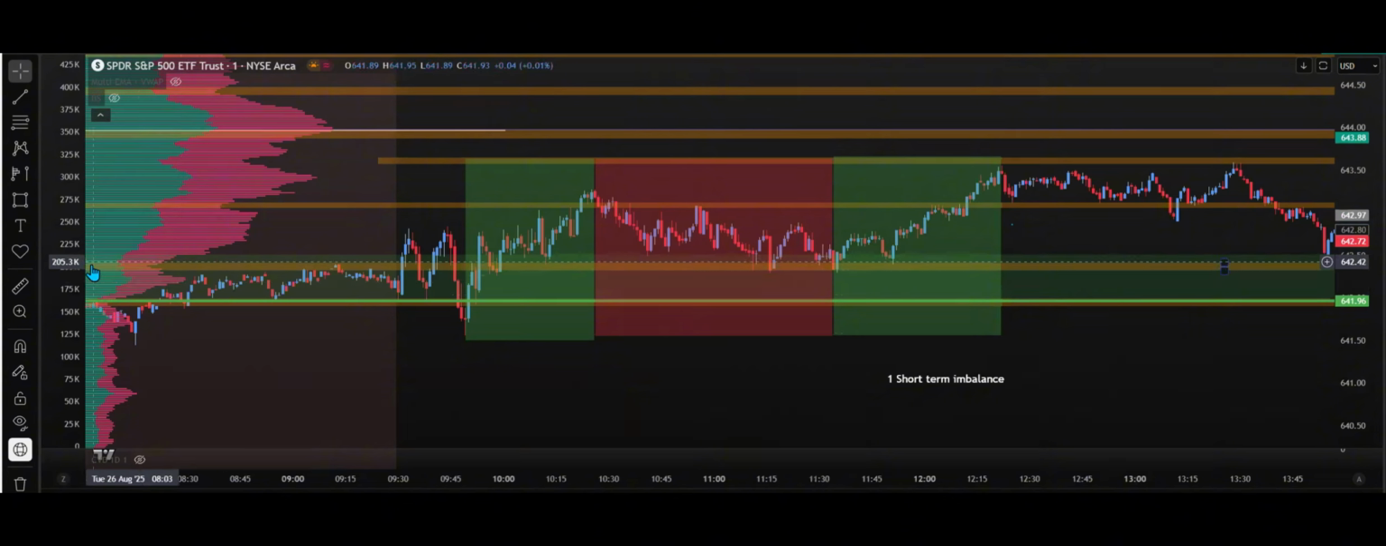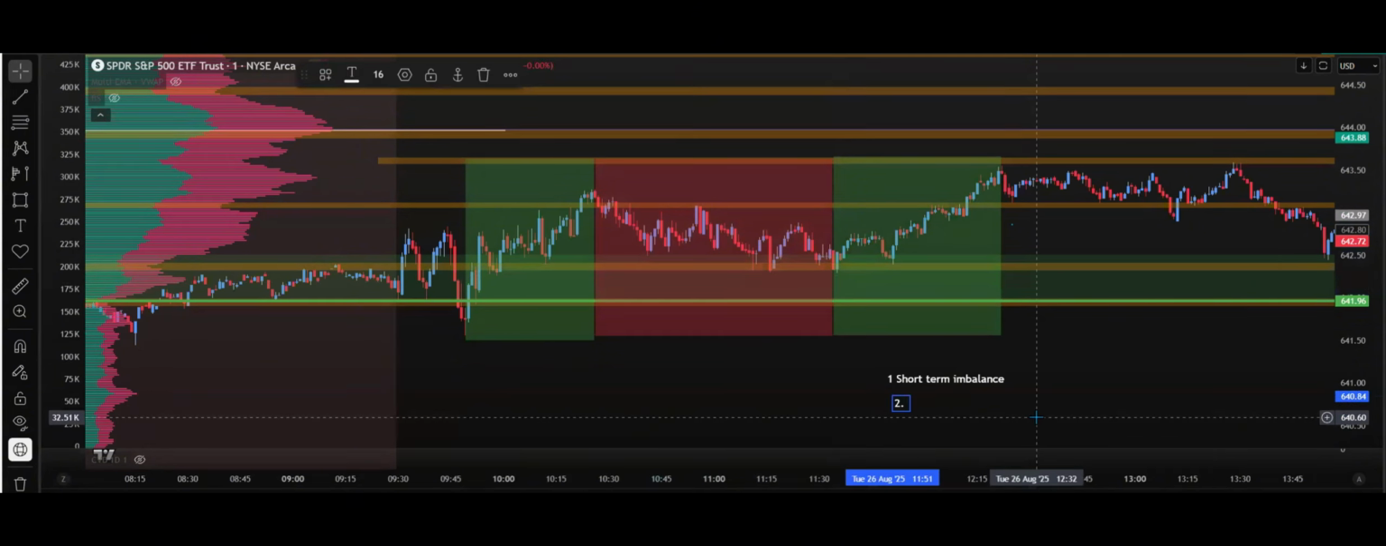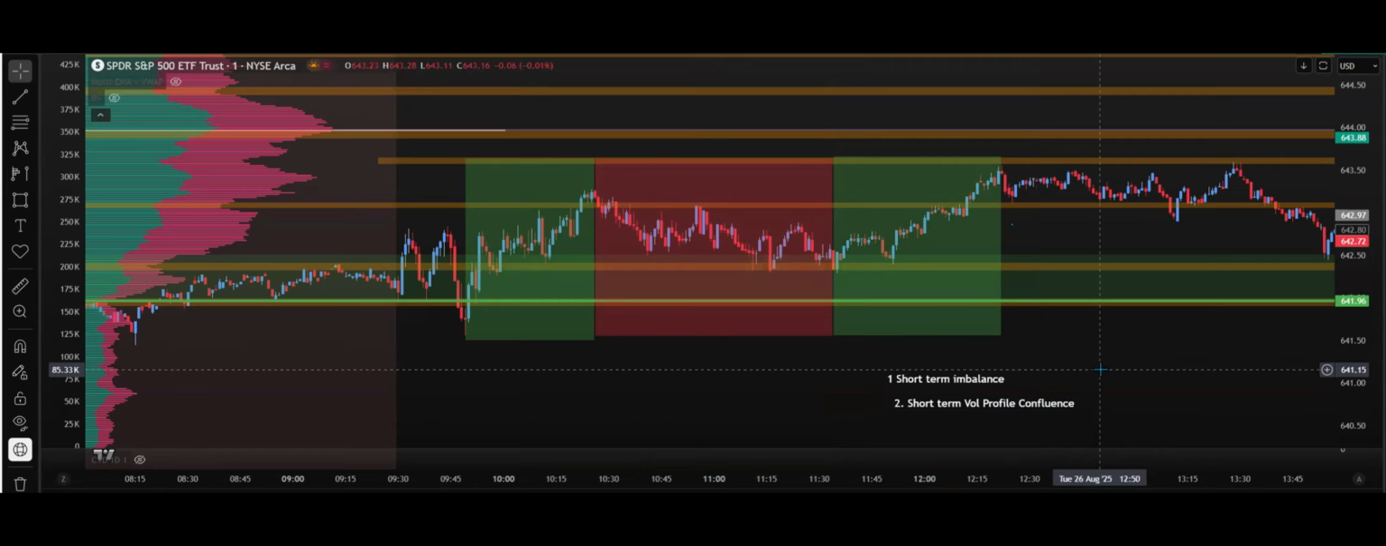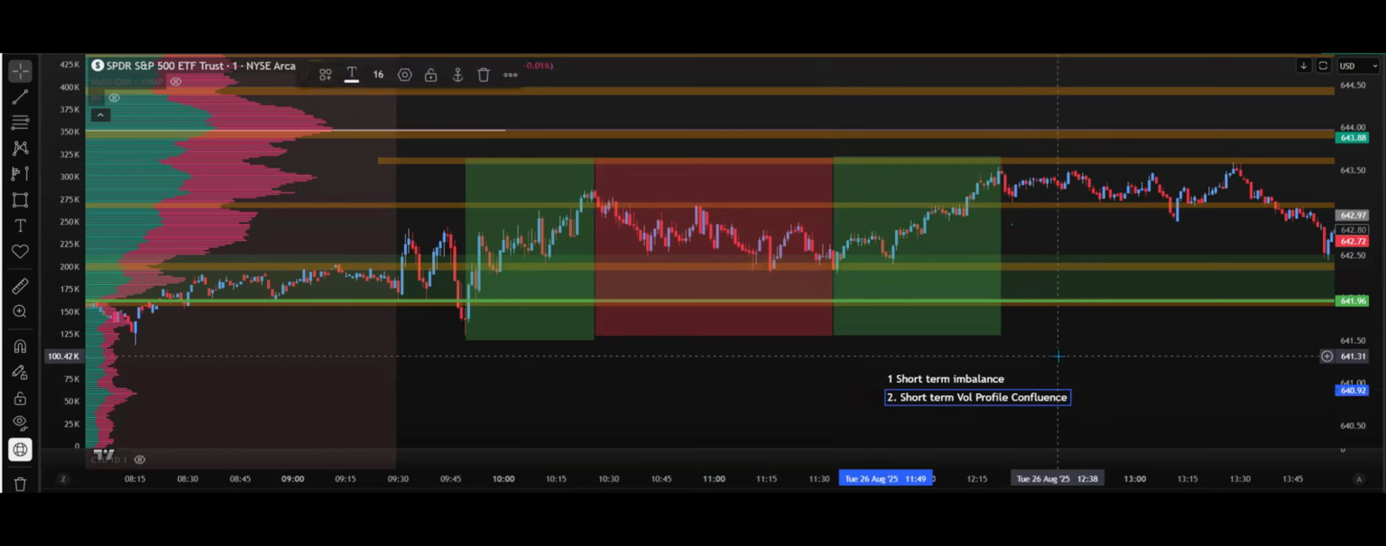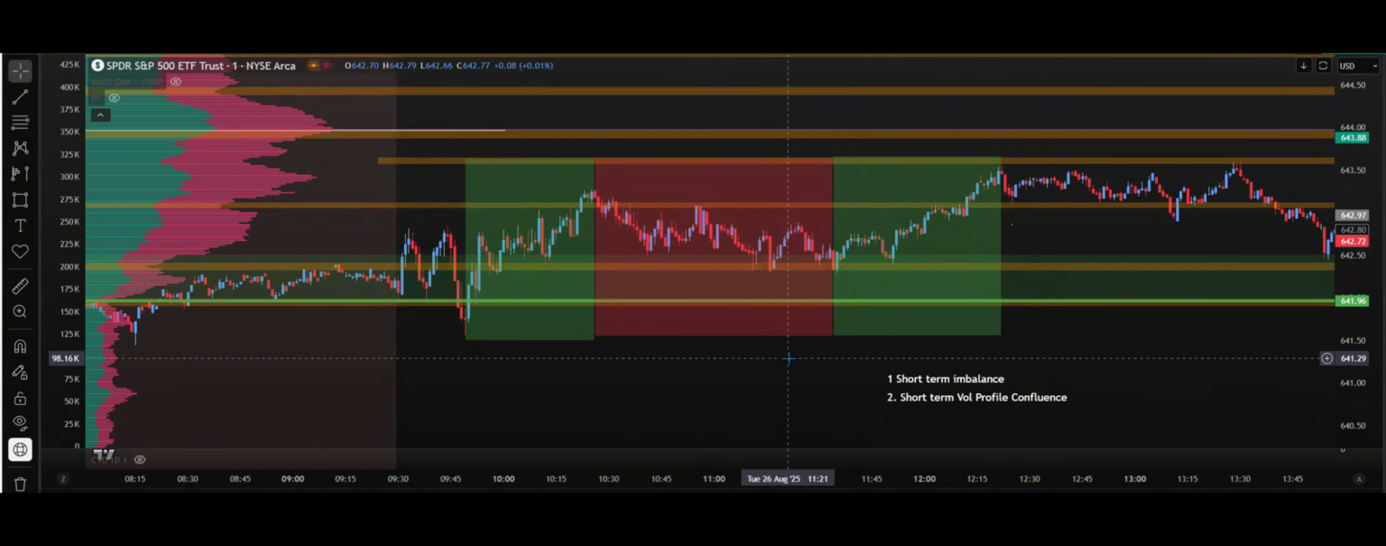The other thing that I need to see is some kind of short-term volume profile confluence. So, short-term volume profile confluence, right? Is it having one of those things we just talked about? Has a point of control been retested and confirmed? Is a low volume node being tested and confirmed? Those are things that I'm looking at constantly, and we'll do some here in a second.